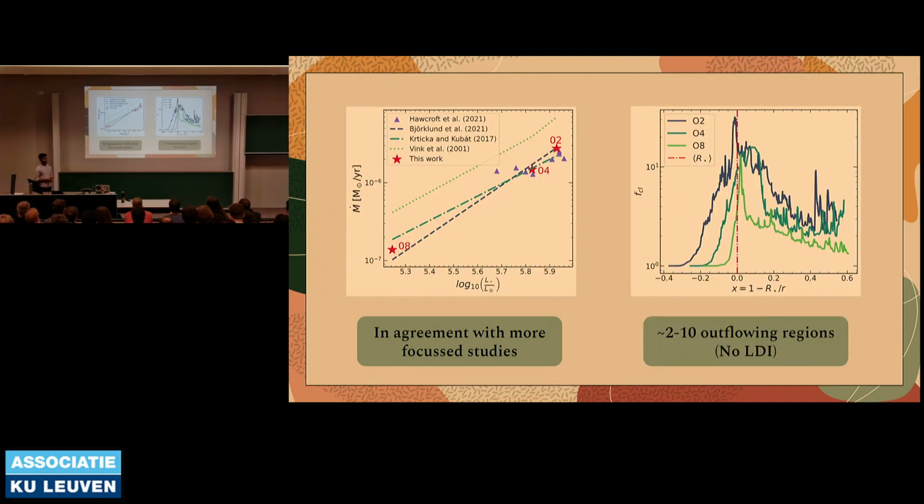Clumping factor. We find in the outflowing regions it's in the range of 2 to 10. But again, it's a 2D simulation. So we usually have found, at least if you read Nico's paper, you will notice that clumping factors are much lower when you increase your spatial dimension. One thing we haven't taken into account is LDI. And we believe that LDI will increase the clumping factor in these outflowing regions, but it's difficult to implement, so let's see.